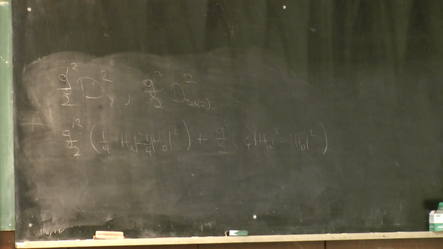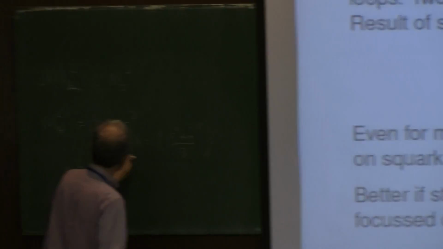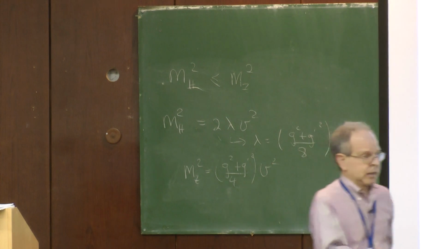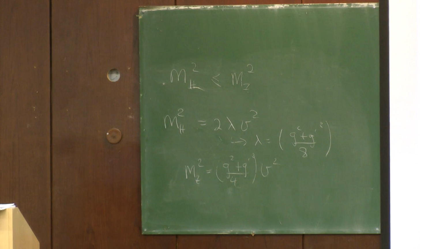Okay, so given that this lambda is now, in a sense I'll describe in a moment, g squared plus g prime squared over 8, it looks a lot like mZ squared. In fact, mZ squared is g squared plus g prime squared over 4 times v squared. So I'll refer you to your particle physics courses or your Peskin and Schroeder chapter or something or other.